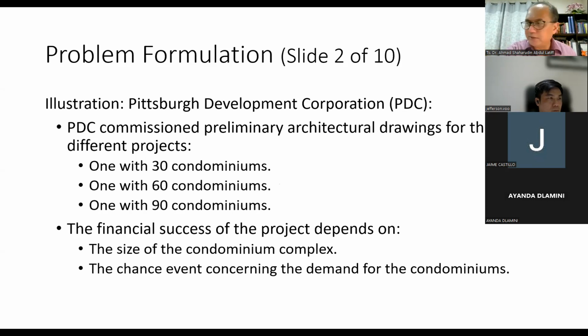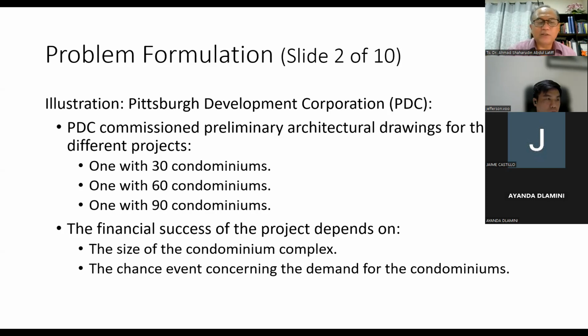I obtained this example from the book Business Analytics by Camm, Cochran, Fry. PDC, Pittsburgh Development Corporation, commissioned preliminary architectural drawings for different projects. Three projects: the first project has 30 condominiums, the second project has 60 condominiums, and the third project has 90 condominiums. So you need to determine which project they need to do. The financial success of the project will depend on the size of the condominium complex and also the chance of the demand for the condominiums.